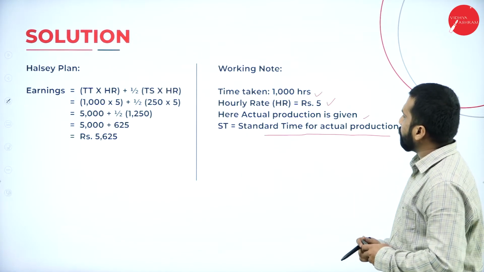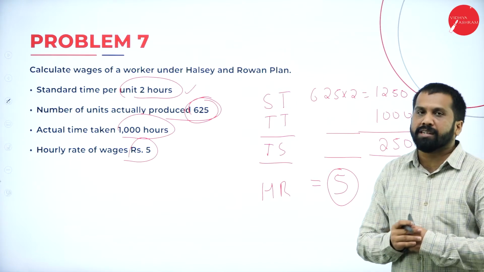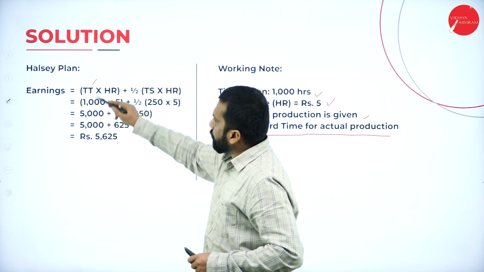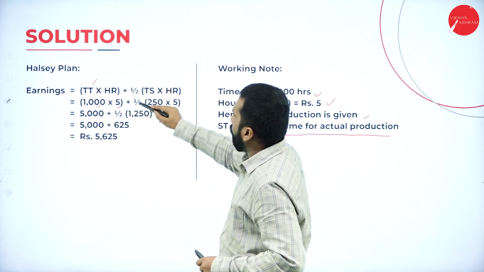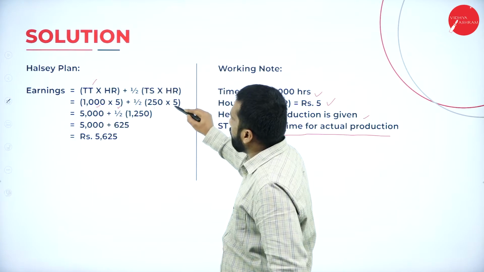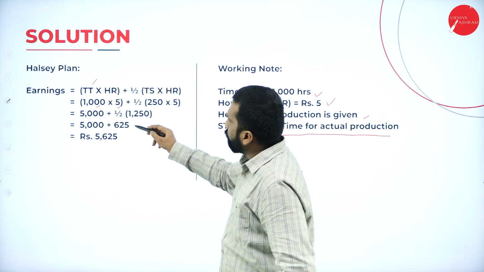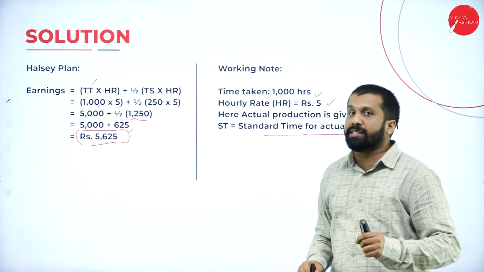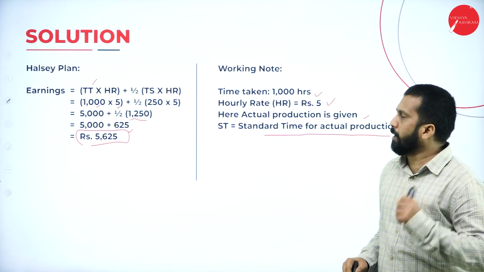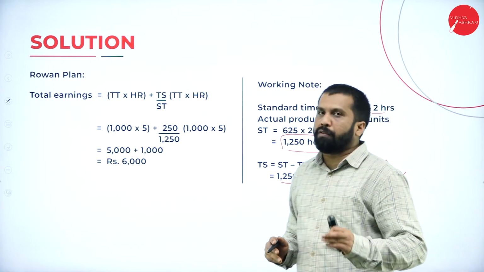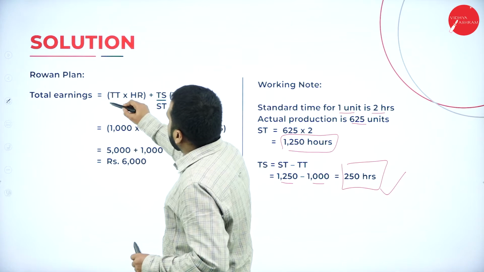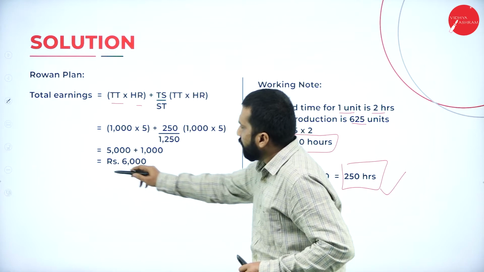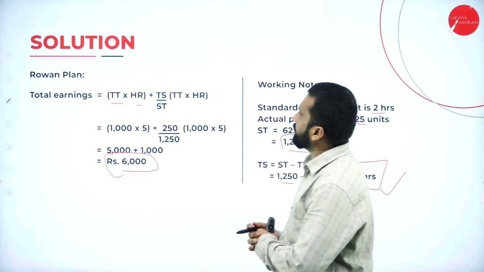These calculations we have done in the first slide itself. Hope you are clear. Yes. Now, time taken 1000, hourly rate 5, plus half of time saved 250 into hourly rate 5, multiply by half of the 1250, 625. The final answer is 5625. Now, similarly, if you go for Rowan plan, total earning is time taken into hourly rate plus time saved divided by standard time. If you do all the simplification, final answer you will get 6,000.